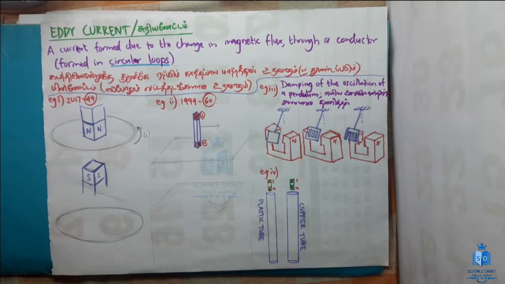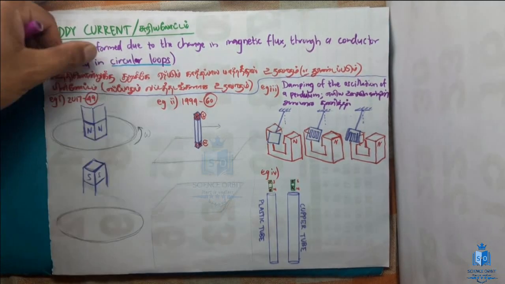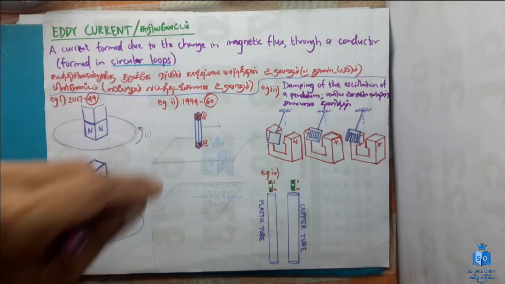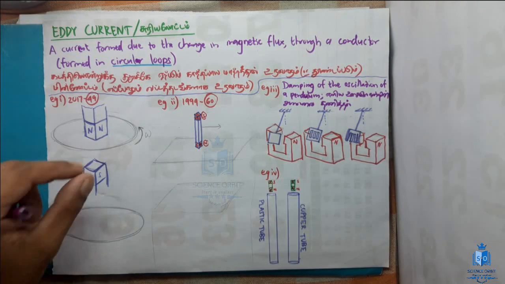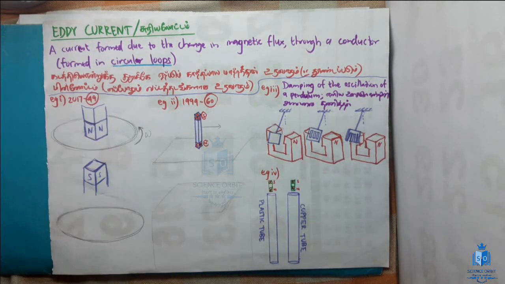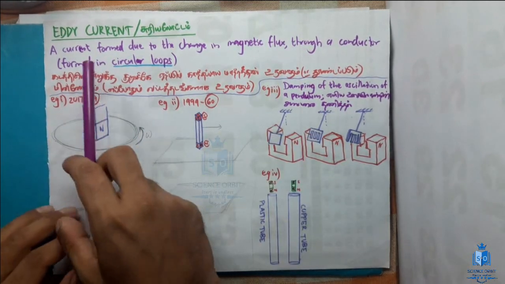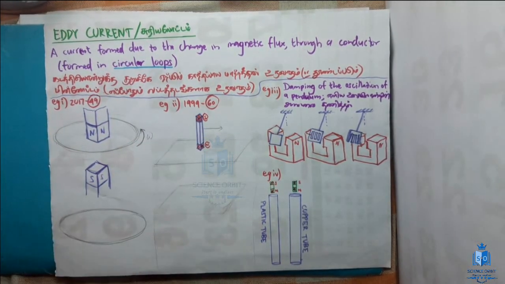The definition I have just written for the sake of writing: a current formed due to the change in magnetic flux through a conductor. But within brackets I have written a very important thing with an underlined phrase, that is formed in circular loops. So, when eddy currents are formed, you have to remember they are always formed in circular loops. Okay. So, this term is not a new thing, a current formed due to change in magnetic flux.